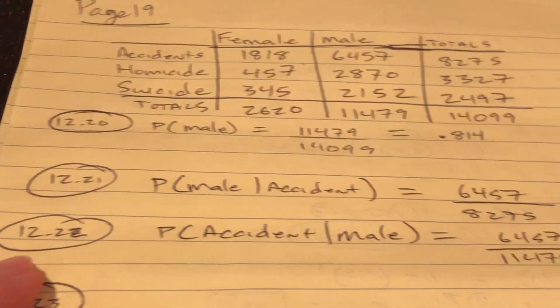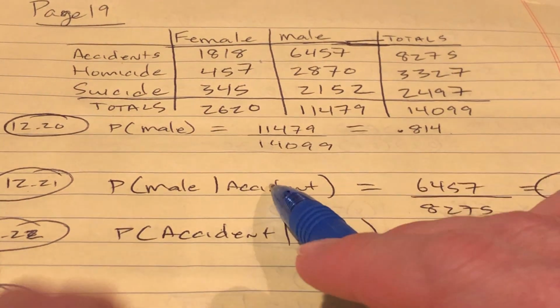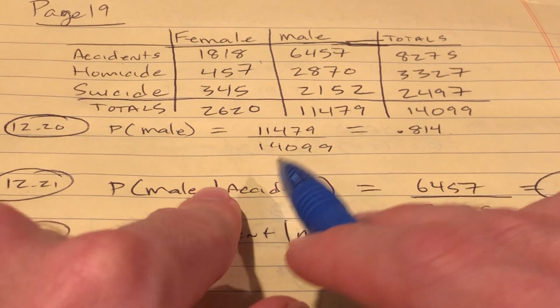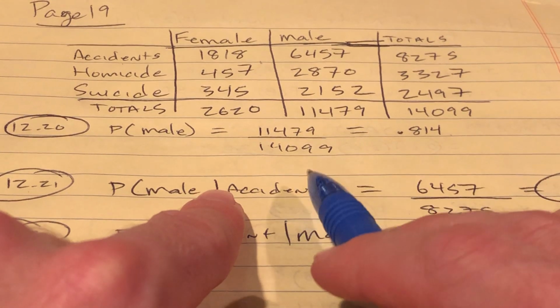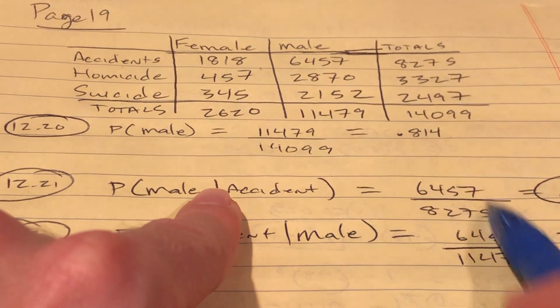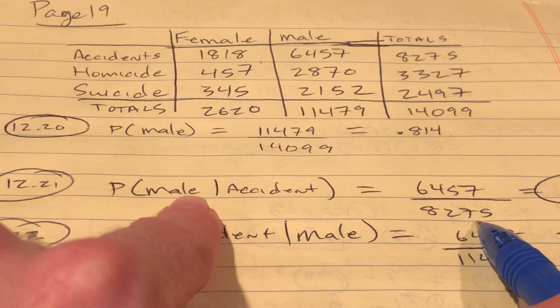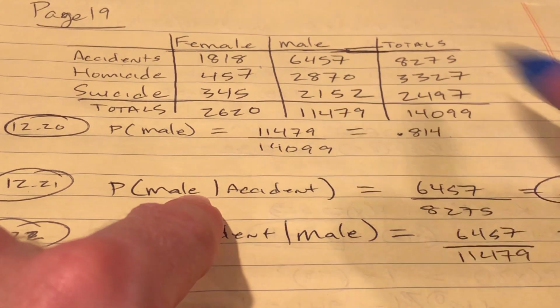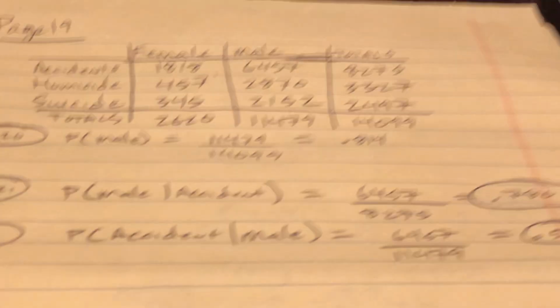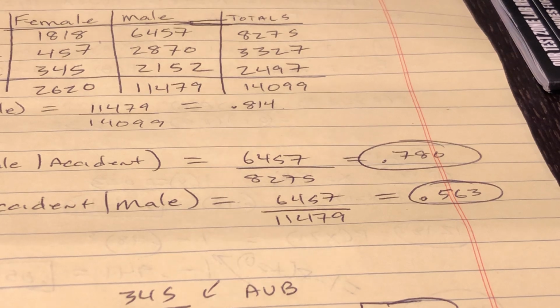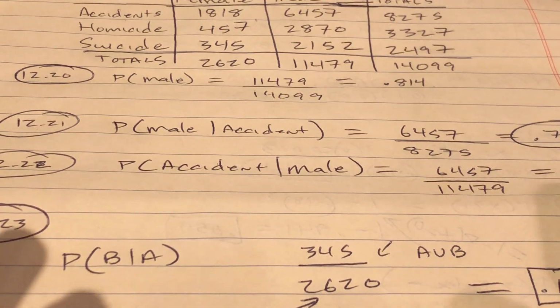What is the conditional probability that the victim was male, given that the death is accidental? So the given is always written second, and that's the denominator. So the probability that they're male, given that it was an accident. If the death was accidental, that goes in the denominator. How many accidental deaths did you have? 8275. And I want the intersection of an accidental death and male, which is 6457. 0.780. The conditional probability, and you're like, this is the same thing, but it's not.